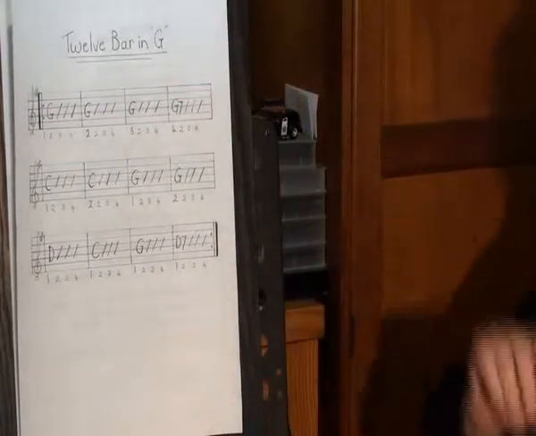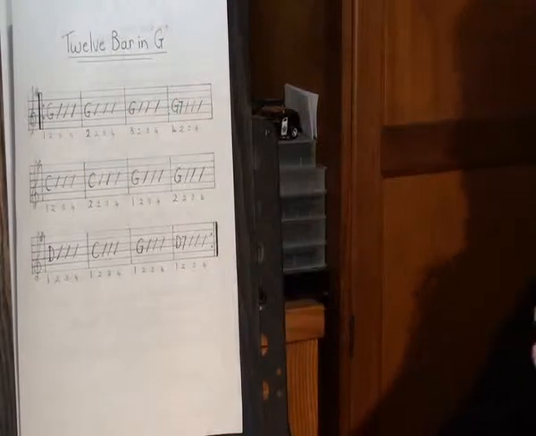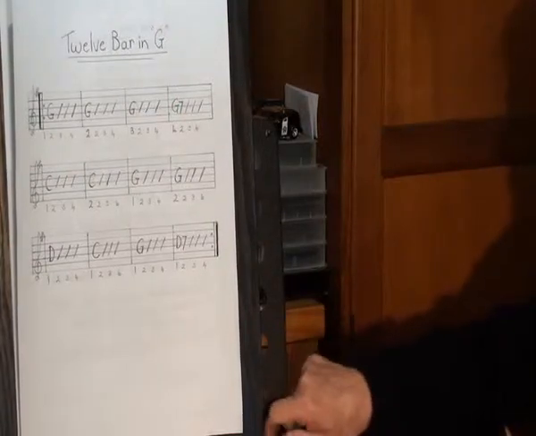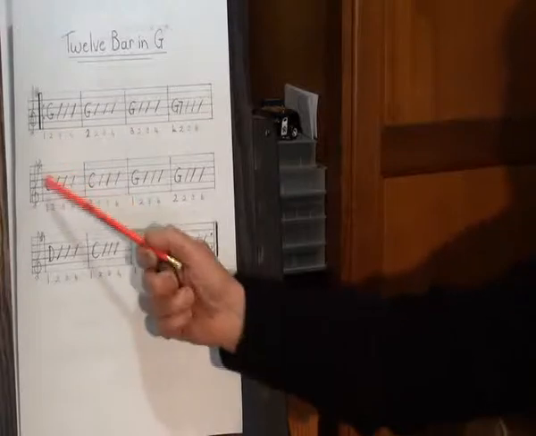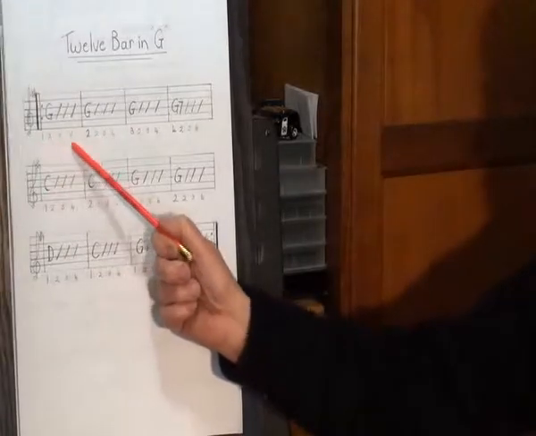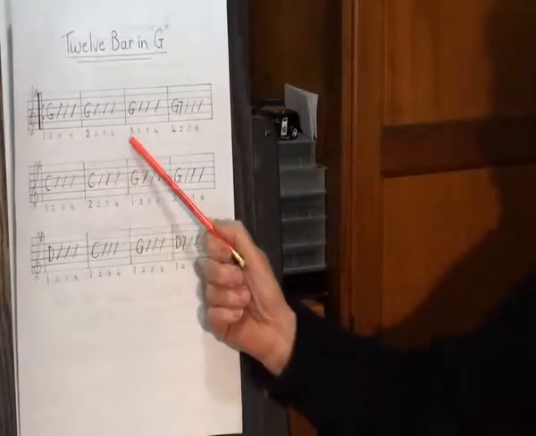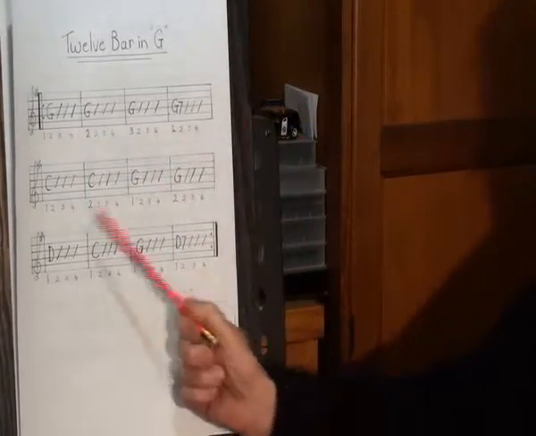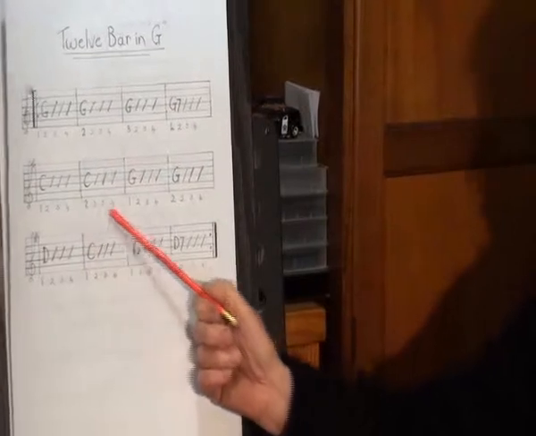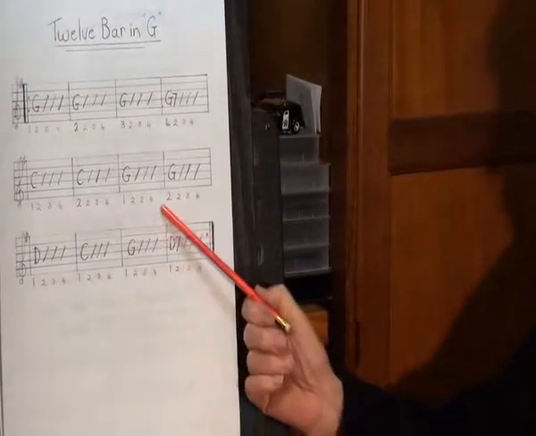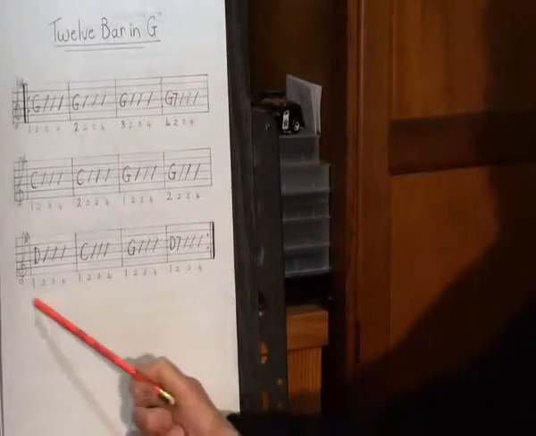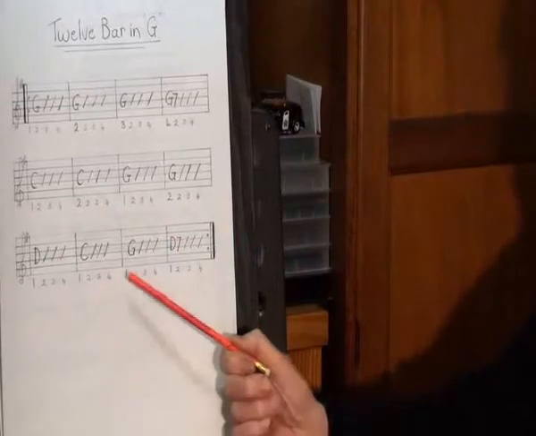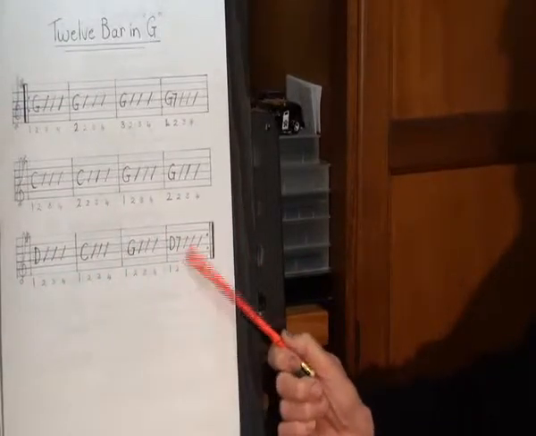But anyway, with the 12 bar, as you can see here, I'm counting it. 1, 2, 3, 4, 2, 2, 3, 4, 3, 2, 3, 4, 4, 2, 3, 4. The next lot, 1, 2, 3, 4, 2, 2, 3, 4, 1, 2, 3, 4, 2, 2, 3, 4, 1, 2, 3, 4, 1, 2, 3, 4, 1, 2, 3, 4, 1, 2, 3, 4.